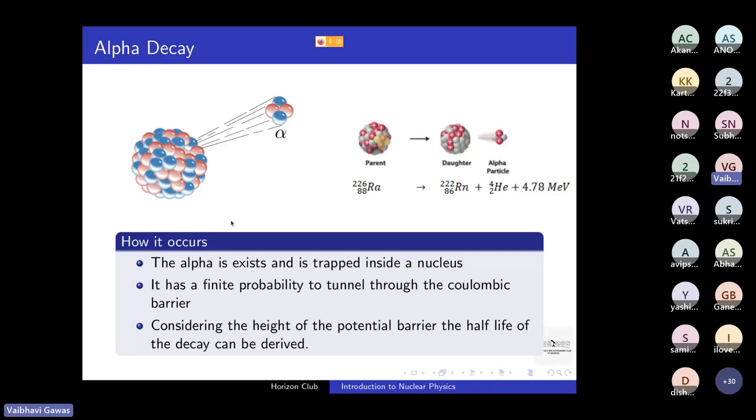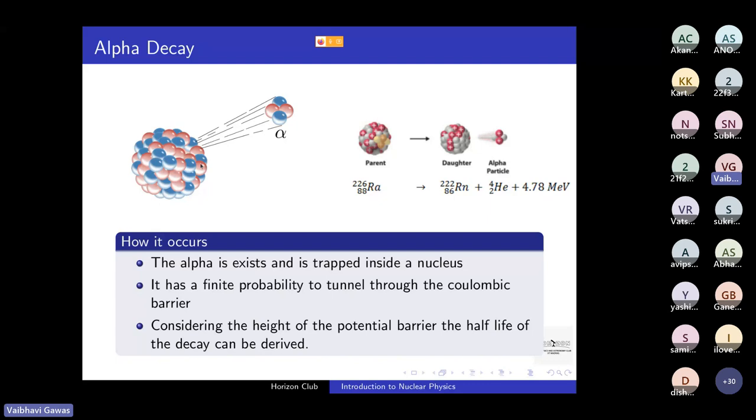It's considered that the alpha particle is known to exist within a nucleus, in the sense that you'll have a wave function of your nucleus, and within this wave function you'll have a trapped alpha particle. And this trapped alpha particle now has to tunnel through the Coulombic barrier, because again your nucleus is positively charged, same as your alpha particle.